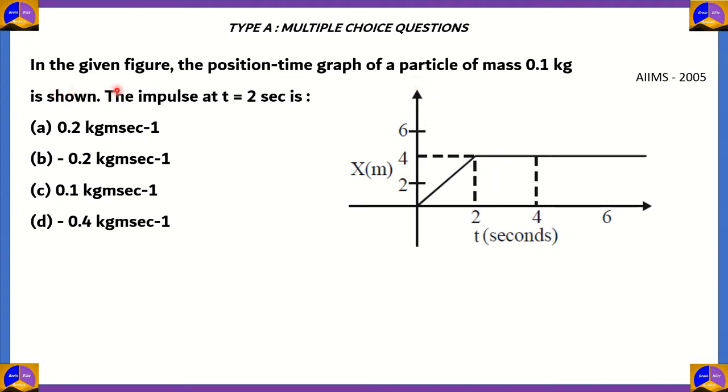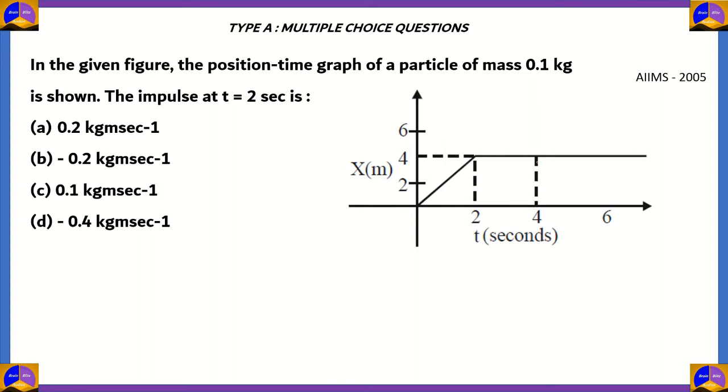So this is our first question. In the given figure, the position time graph of a particle of mass 0.1 kg is shown. Find the impulse at t equals 2 seconds. So we have an xt graph, so this shows the velocity of a particular particle of mass 0.1 kg.